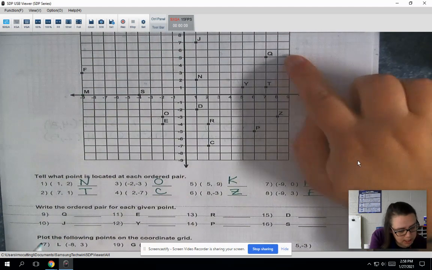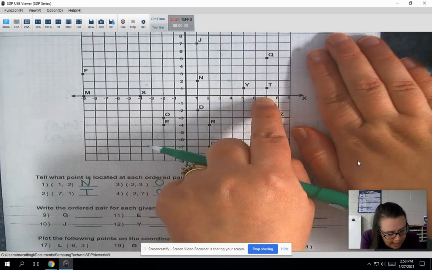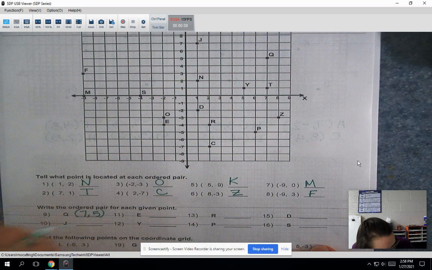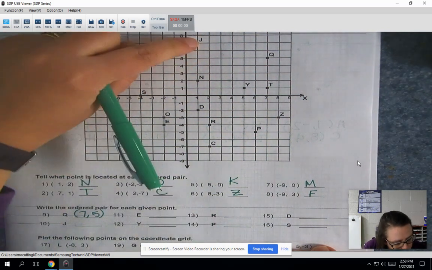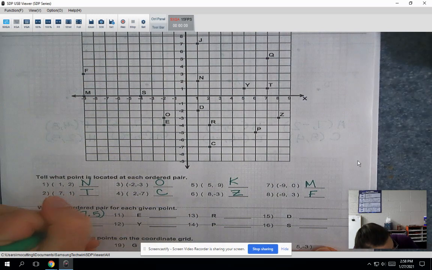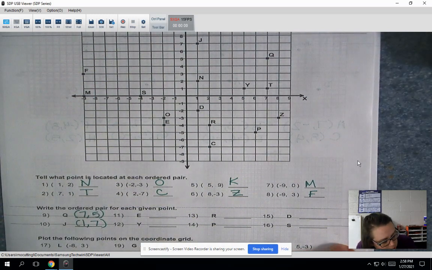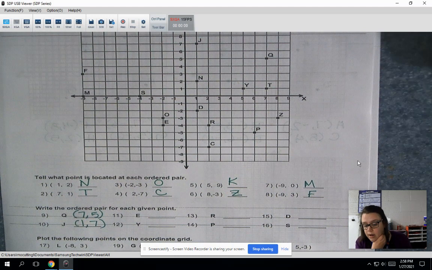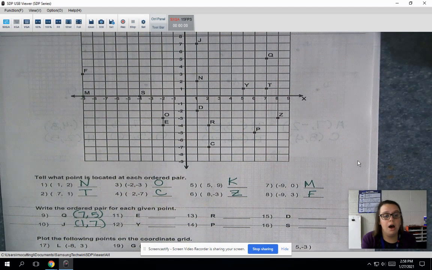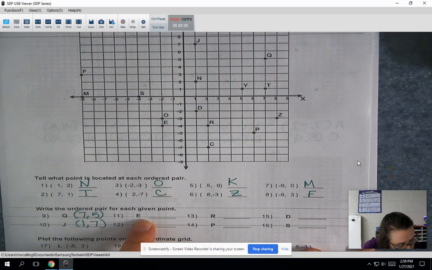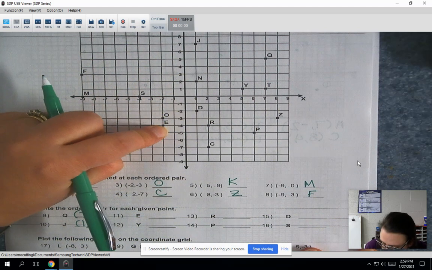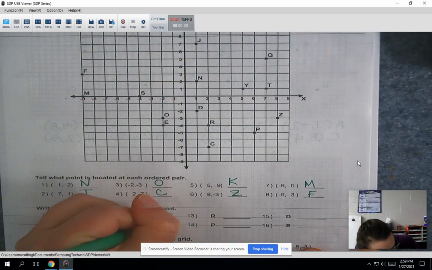And welcome back. So point Q is up here, so it's at 7 and then up to 5, so parentheses 7, comma 5. J is only 1 across and then up 7, so that is 1, comma 7. If you are listening at this point, put a heart next to number 10. Point E is down here, so it's across to -2 and then down to -4. So -2, comma -4.